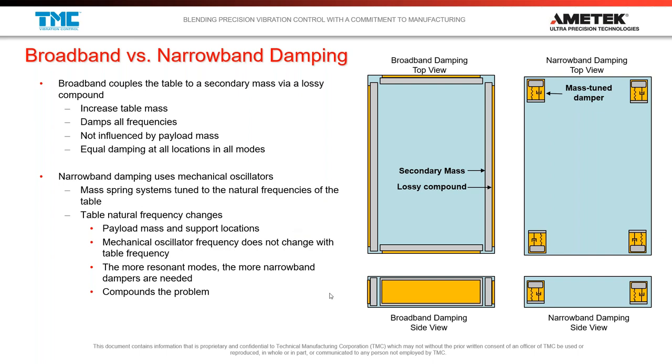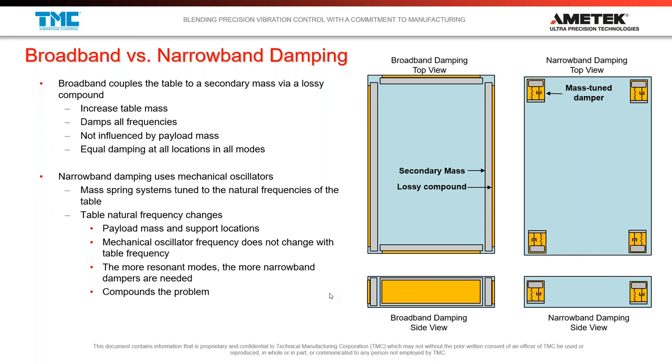Let me just go back and sum up the broadband versus narrow damping basic summary. As I had mentioned before, the broadband damping is going to lower all frequencies equally. The narrowband damping attempts to identify the resonant frequencies of a table, and then you design a damper to tune out only that frequency.